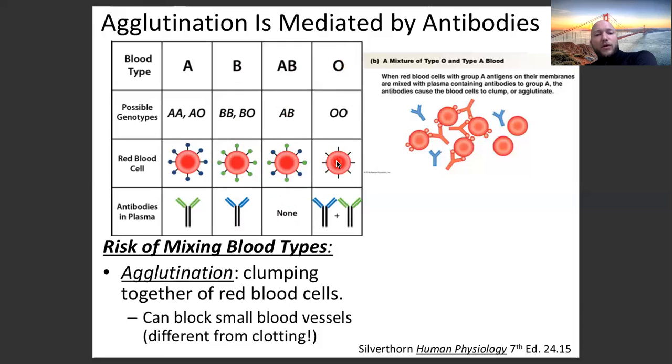With O, they have A and B antibodies. You can only add O. O is the universal donor. O you can actually add to any of the blood types, but for O you can only add other O blood. AB is the universal receiver. AB can receive any of the other types of blood.